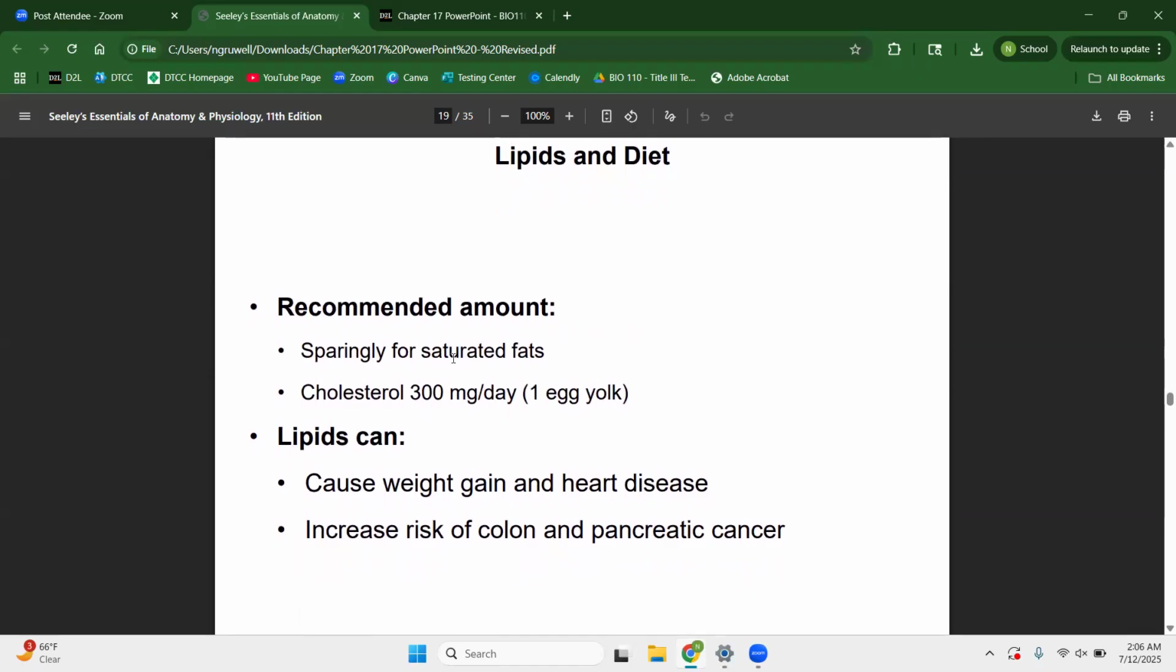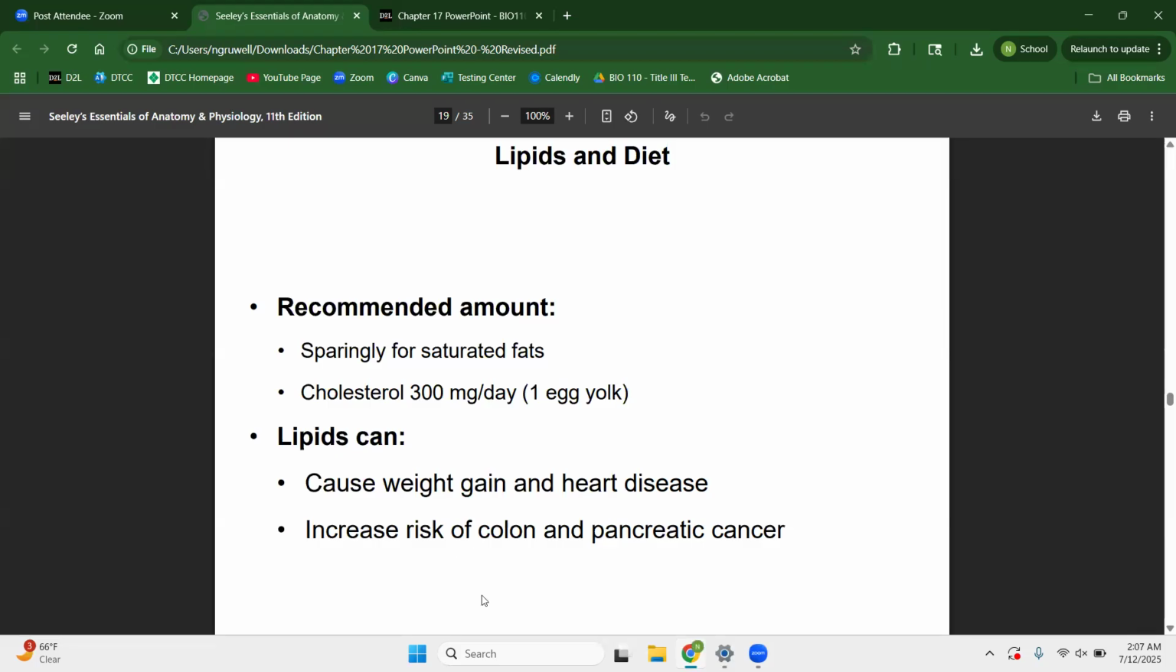So we really try to avoid saturated fats. In general, our goal is only 300 milligrams of cholesterol a day, and we put in parentheses here, that's just one egg yolk. So it doesn't take a whole lot of saturated fats to hit that number. The main reason, like we discussed above, besides the actual weight gain, is that it's going to start affecting our organs, especially our heart and our arteries. It's also been linked to an increased risk of colon and pancreatic cancer.